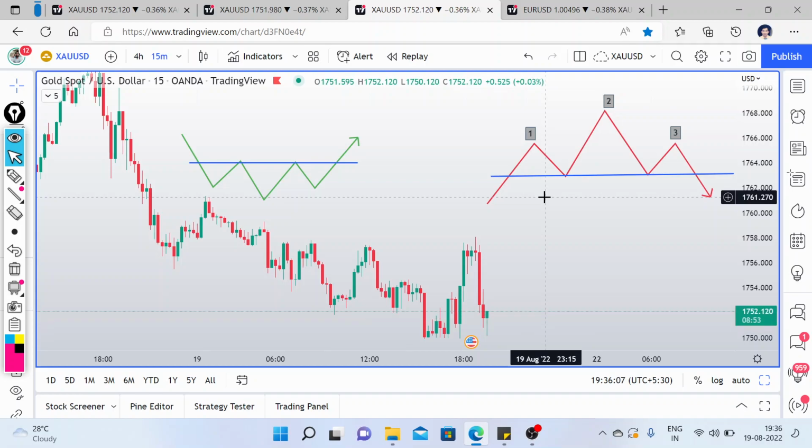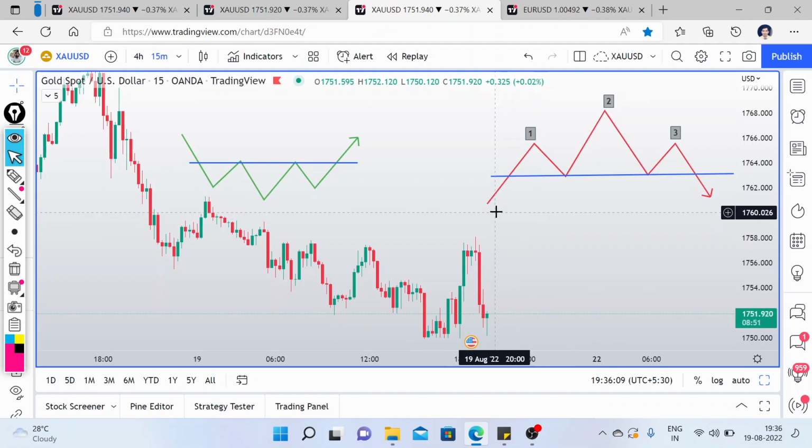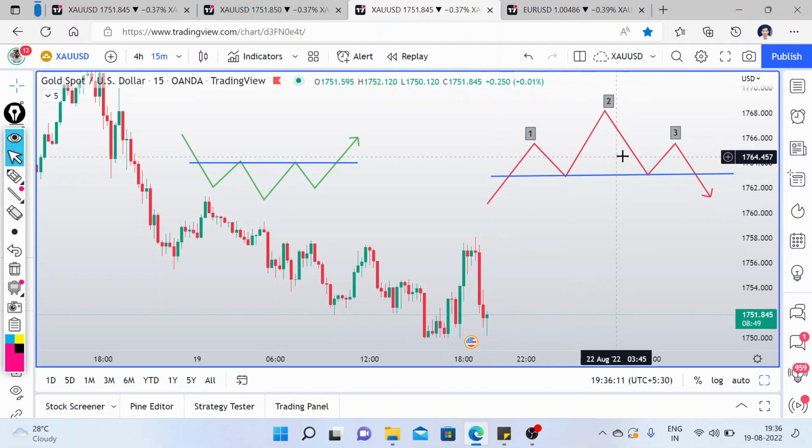So what does that mean? Whenever a bearish head and shoulder chart pattern appears in your trend, or you can say in an uptrend, this one is a bearish head and shoulder chart pattern. That means we can expect the bullish trend is now over and we can expect some correction from the chart. In the case of bearish, this red one is a bearish head and shoulder chart pattern.